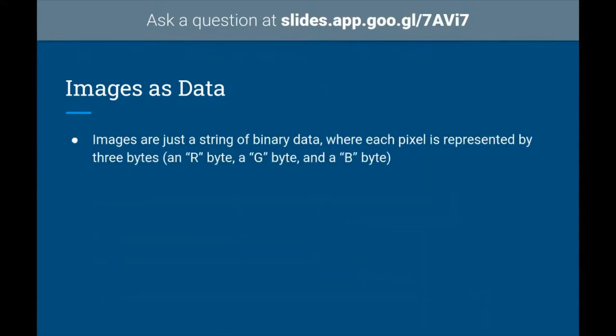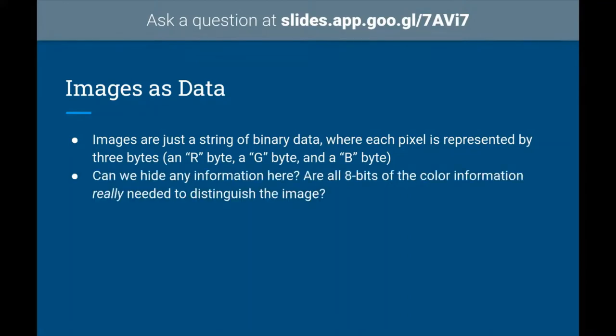So images as data, as I mentioned before, is just a string of red, green, and blue numbers. The question is, can we hide any information there? Of course we can. But do we need all 8 bits of the color information to be able to distinguish the image? Or, do we actually even notice the low bits? Do we need those?